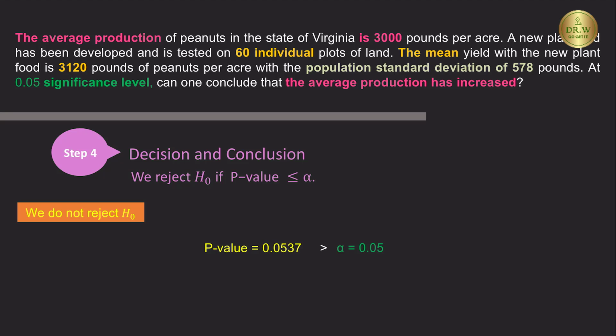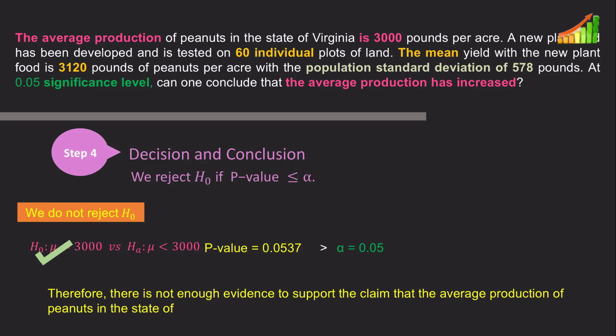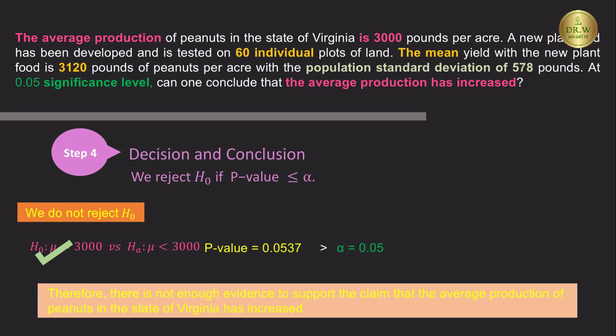If we do not reject H0, how do we give the conclusion? Go to the null and alternative hypothesis. So we do not reject H0 means, in other words, we agree with H0. That means mu equal 3000. So we can give the conclusion. Therefore, there is not enough evidence to support the claim that the average production of peanuts in the state of Virginia has increased.